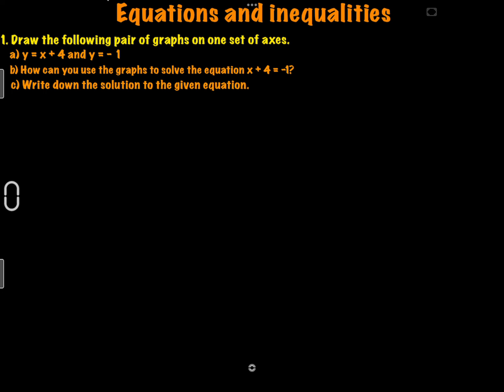Today we are doing equations and inequalities. We are asked to draw the following pair of graphs on one set of axes. Now, by looking at the nature and scope of this question, it's clear that we are asked to construct a Cartesian plane. So firstly we are going to need to take our instrument, our ruler, and construct the Cartesian plane.